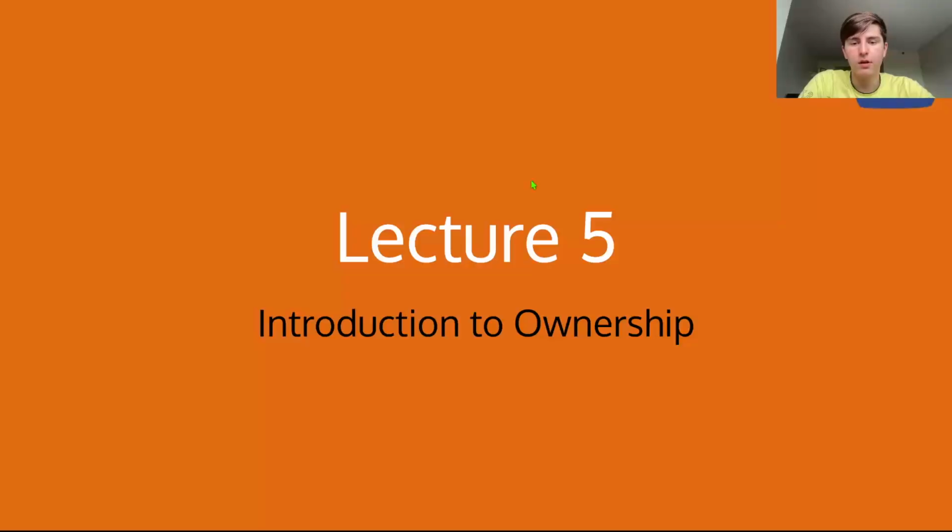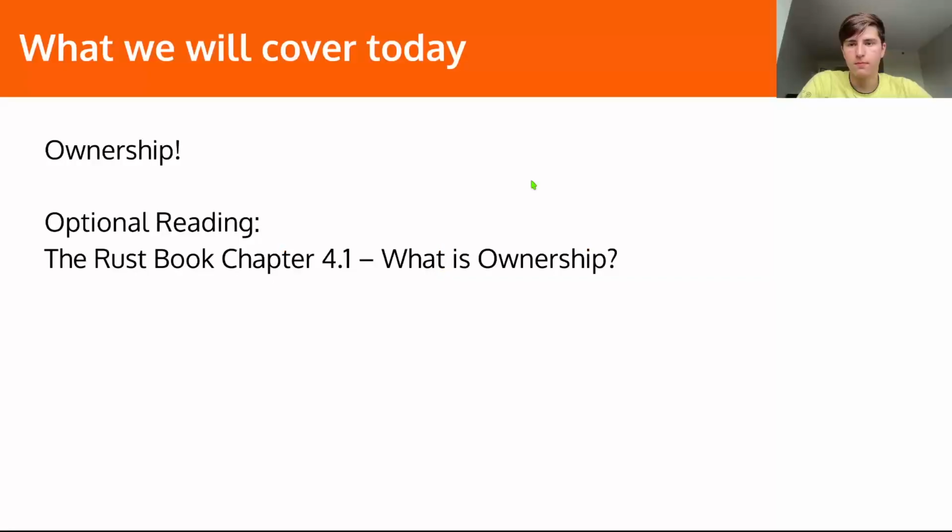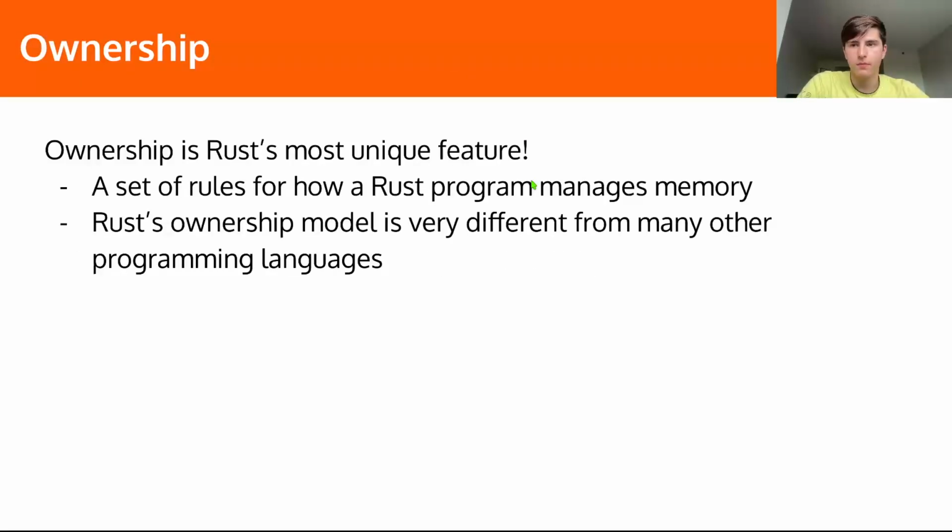Today we'll be covering the concept of ownership. If you'd like to read more on today's lecture, you can visit chapter 4.1 of the Rust book. So, ownership. What is it? It is a unique feature to Rust where it's the set of rules that the compiler enforces that manages the memory for you, unlike other languages which we'll cover today. This model makes Rust memory safe without a garbage collector.